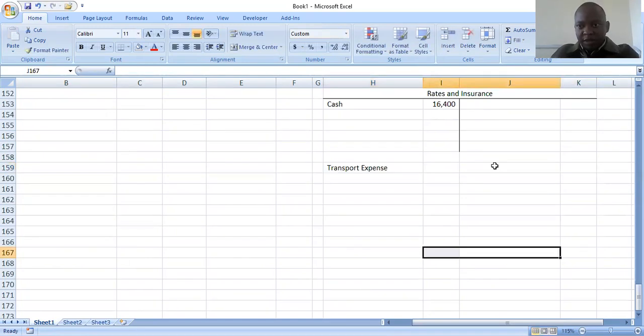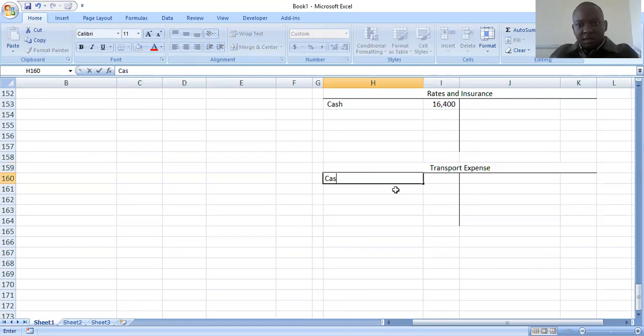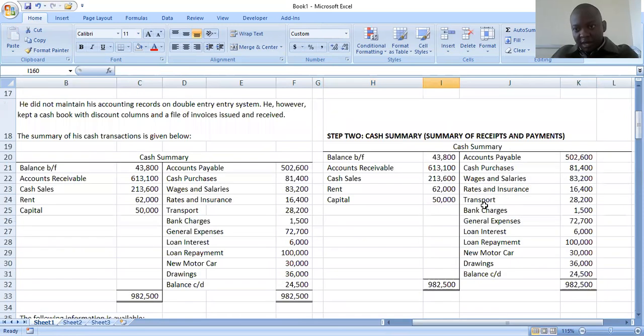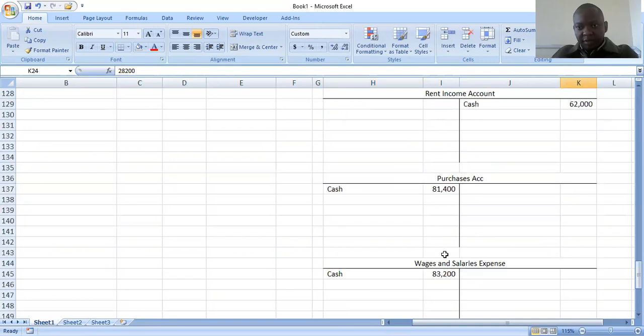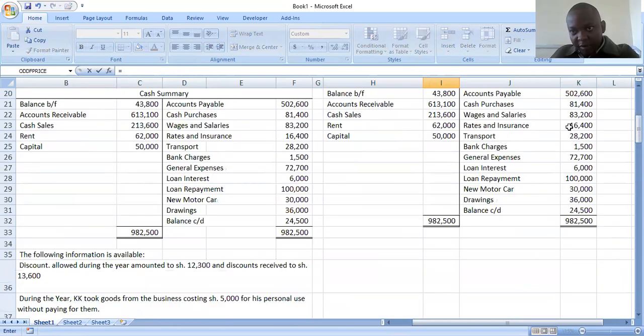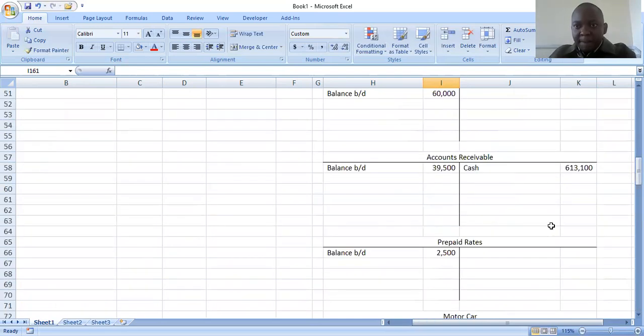So you open the transport expense account. Transport expense and debit. So this is by cash, and the amount is transport expense by cash. The amount is 28,200. Let me autofill that amount. Transport 28,200, like that. Then back to our cash summary.